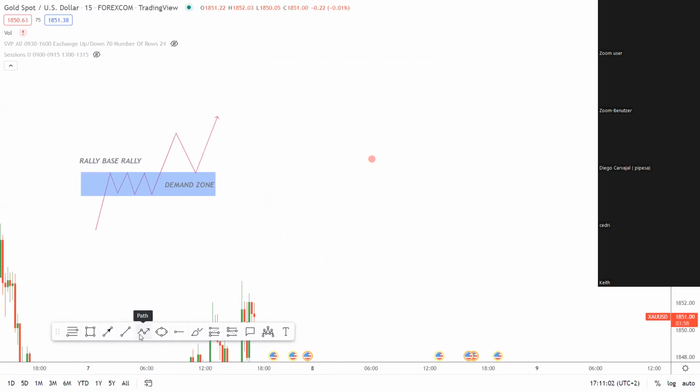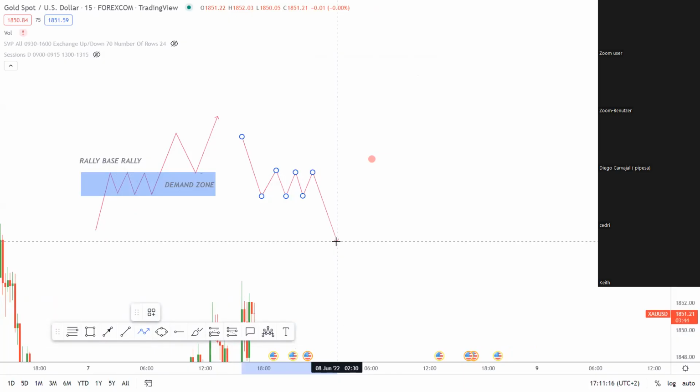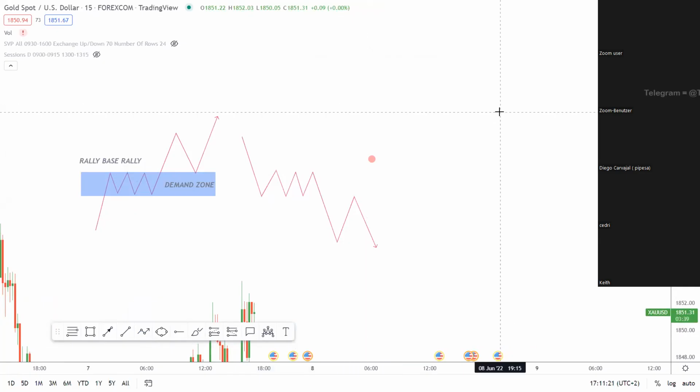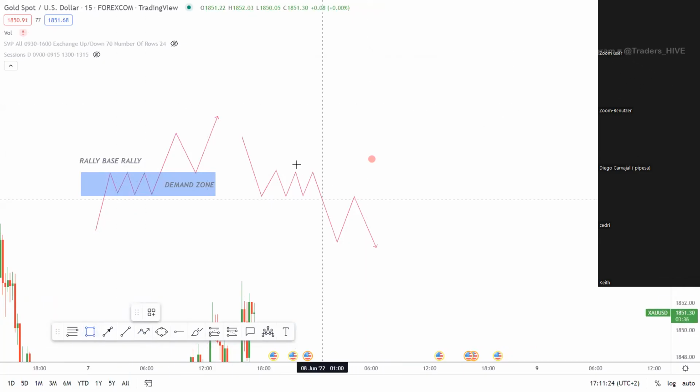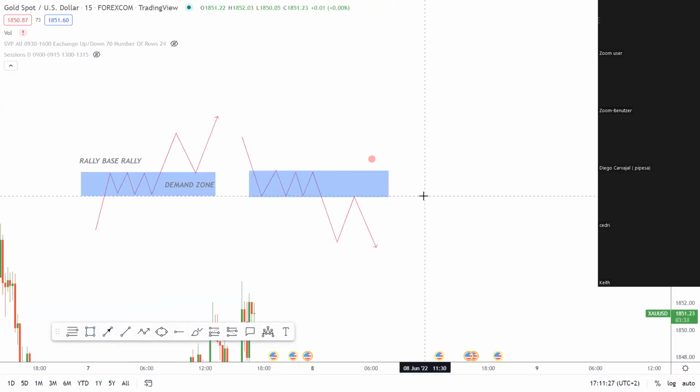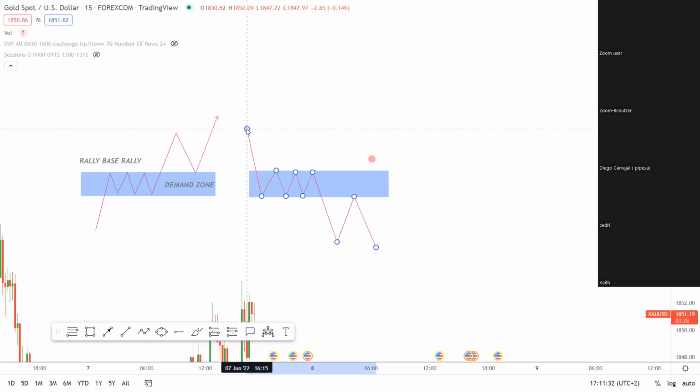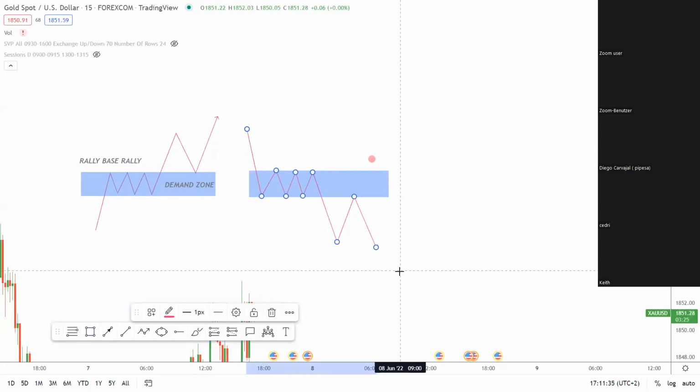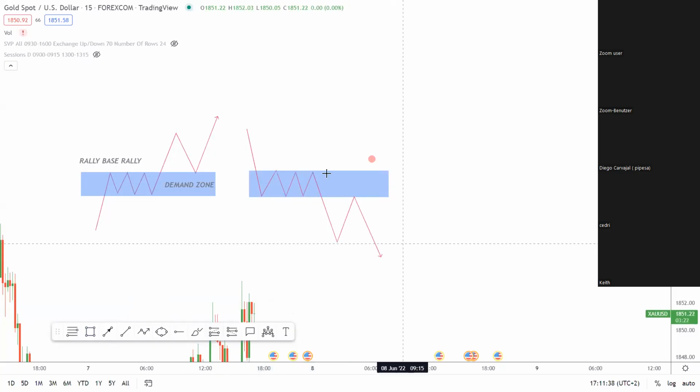Now we're going to quickly look at another formation. We're going to look at the four main formations very quickly, and then we'll look at them on the chart. The next formation is a drop, base, drop. Essentially it is exactly the same, but to the downside. Instead of a rally, it's a drop, a base, and a drop, and this would be our entering area.